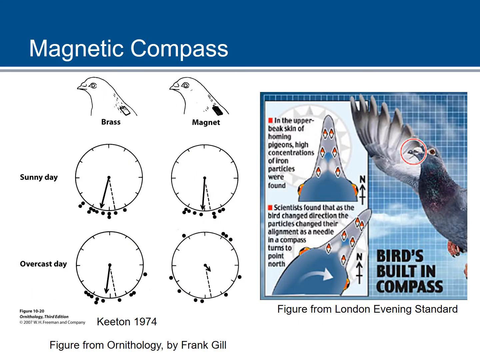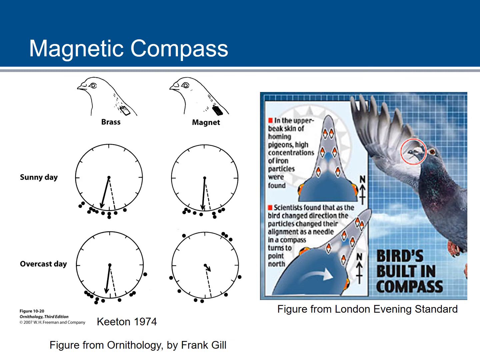Let's look a little closer at the magnetic compass, because this is a sense that we don't have. We can't just sense the Earth's magnetic field, but birds can. Many birds can. So an example is this study by Keaton in the early 1970s that first described how birds, in this case a homing pigeon, was able to navigate using a magnetic compass.